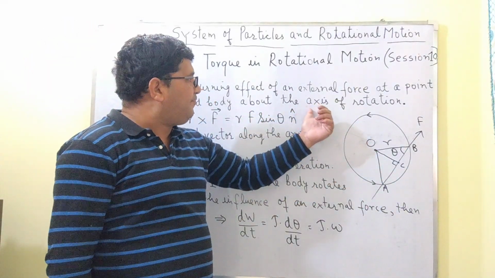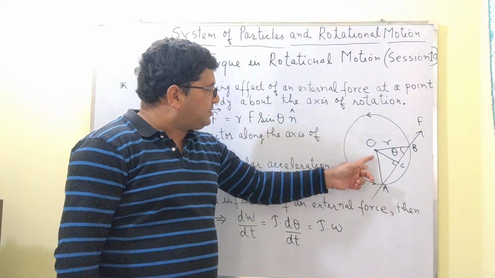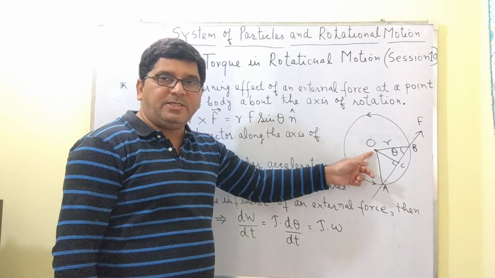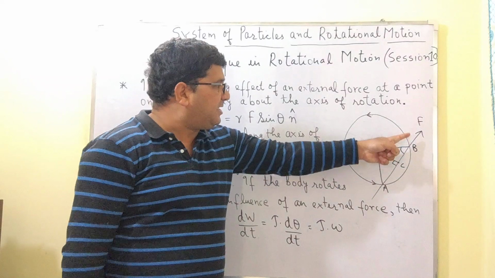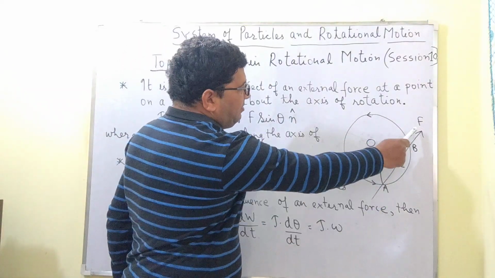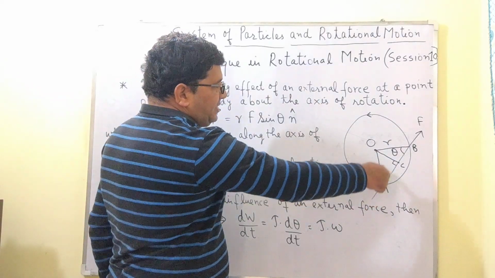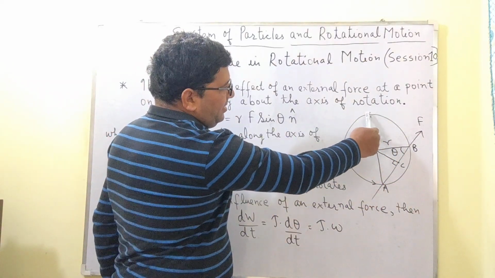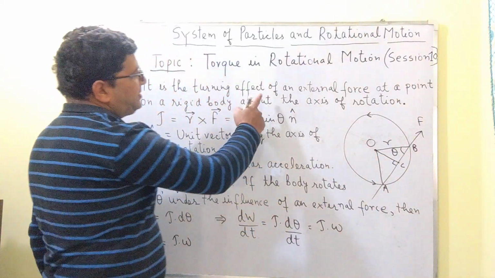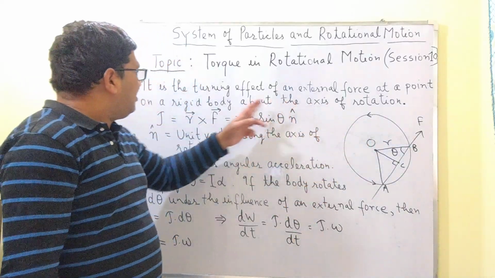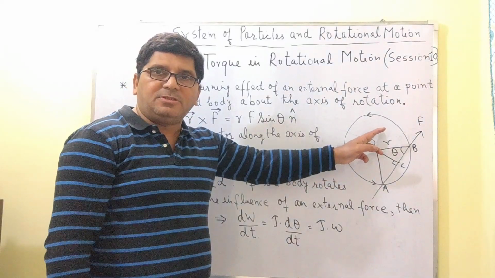Based on this definition, I have drawn here one figure. This is basically a wheel which is rotating about this point O under the influence of this externally applied force, that is F, and the direction of the force is given by this arrow. Due to the application of this external force, the wheel starts moving in the direction as indicated by this arrow, and the turning effect of this external force about the axis of rotation is the torque.